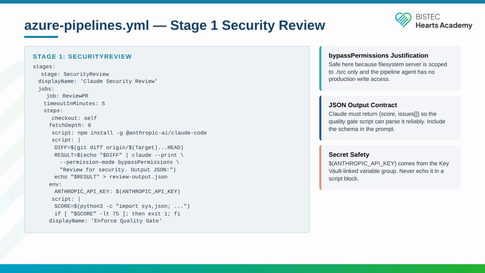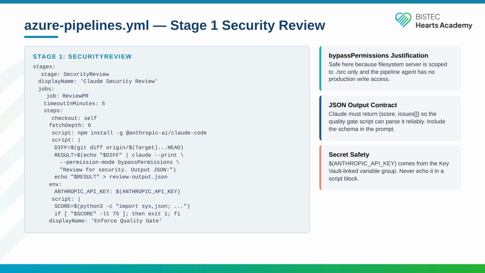The quality gate uses Python for JSON parsing, chosen because Python is available on the Ubuntu latest runner without any installation step. The gate with the default of 0 handles the edge case where Claude returns JSON without a score field: fail-safe rather than error.